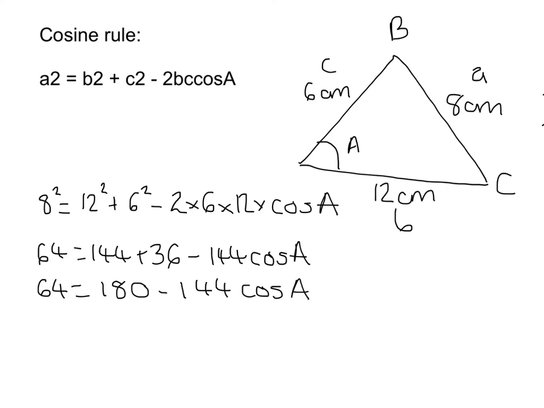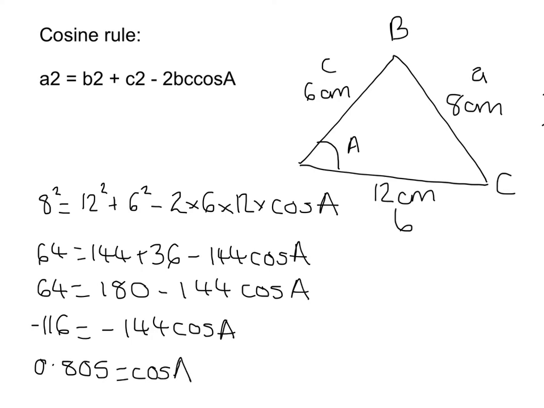Now, I want to get cos A on its own, so this is rearranging my equation. So I'm going to take 180 away from both sides. So 64 take away 180 is minus 116 equals minus 144 cos A. And now I'm going to divide both sides by minus 144, and that's just to get cos A on its own. And that gives me 0.805 equals cos A.